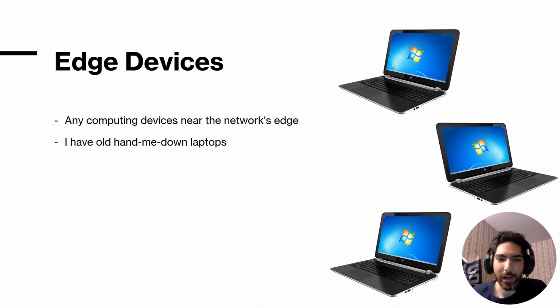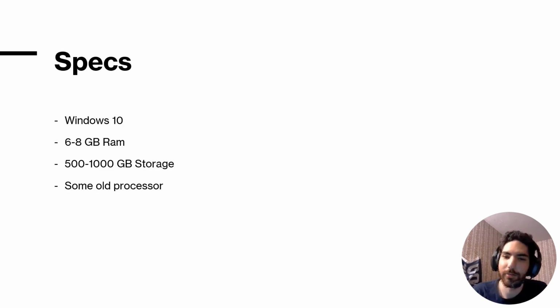So edge devices, as you all already know, are any computing devices near the network's edge that do the processing. In my case, instead of buying a lot of Arduinos or Picos or whatever, I thought to just use my old hand-me-down laptops that count as edge devices. The specs are run-of-the-mill: Windows 10, 6 to 8 gigabytes of RAM, storage, some old processor.